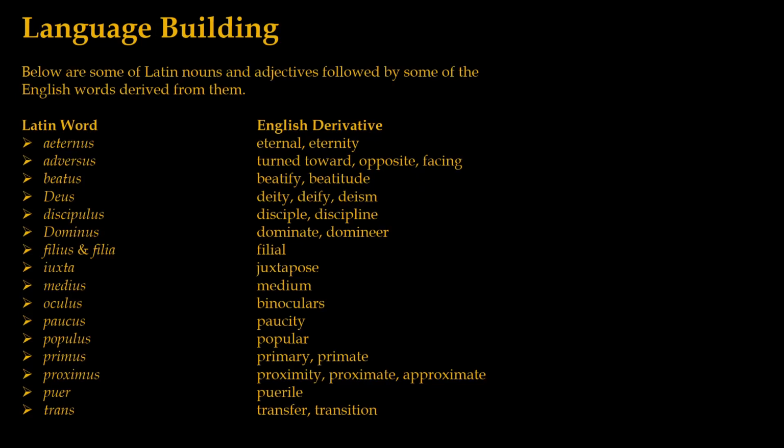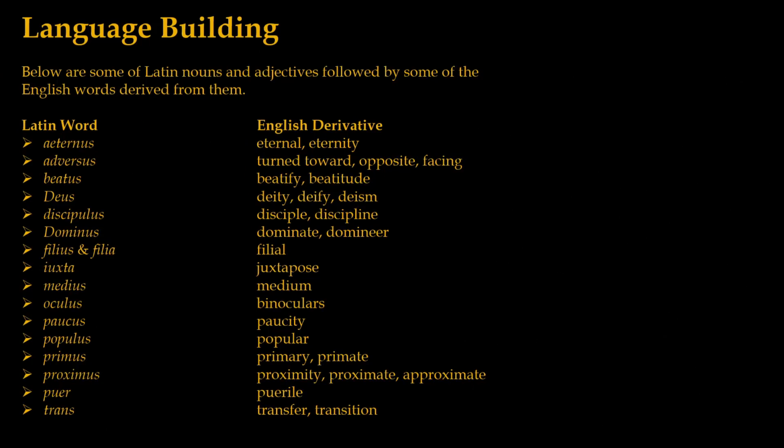So, for example, aeternus, right? Take off the A at the beginning, and it's pretty clear that our words eternal and eternity come from that. Adversus, turned against, opposite, facing, adversary. Beatus, which means blessed. Our words beatify, beatitude. For example, Matthew chapter 5, blessed are the poor in spirit. That's the Beatitudes, and so that comes from that Latin word.